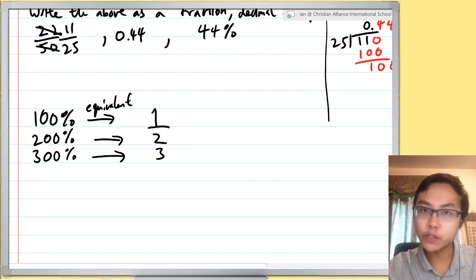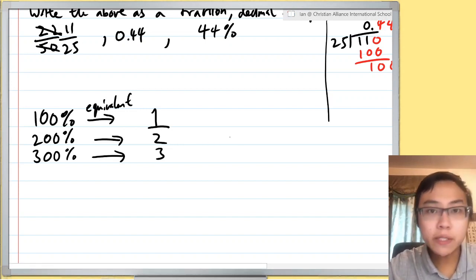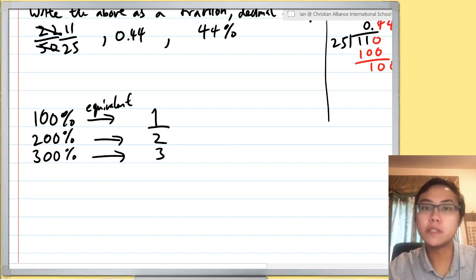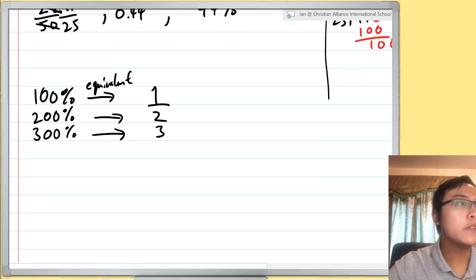So hopefully we understand. If I'm saying 200% of a pizza, it means 2 pizzas. 100% of the pizza means 1 whole pizza. Okay, so let's do some examples.